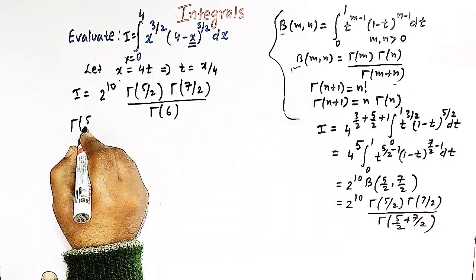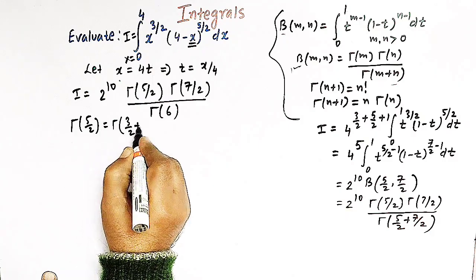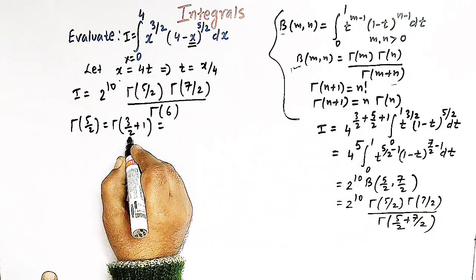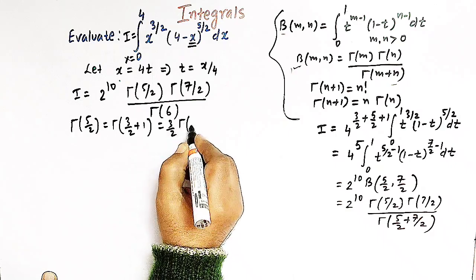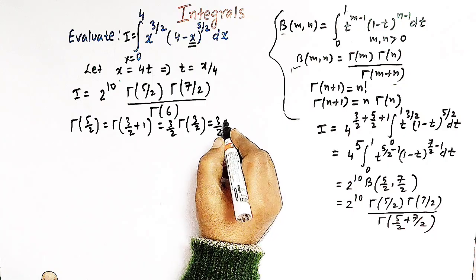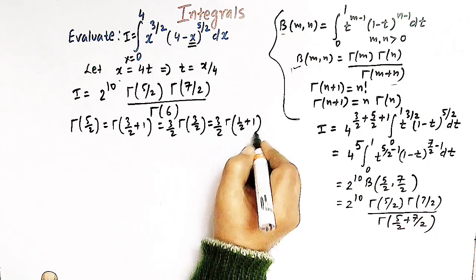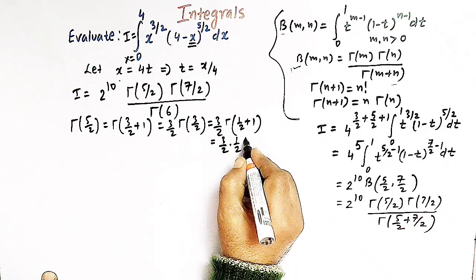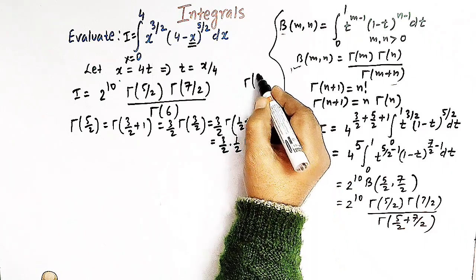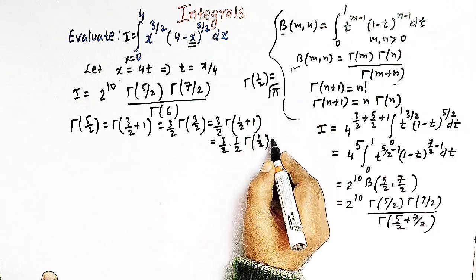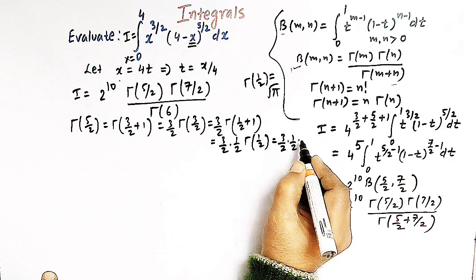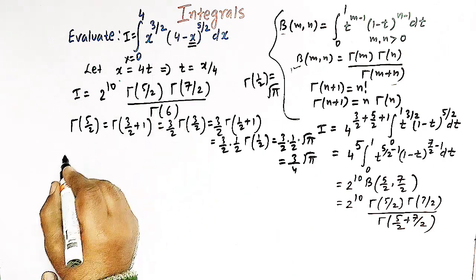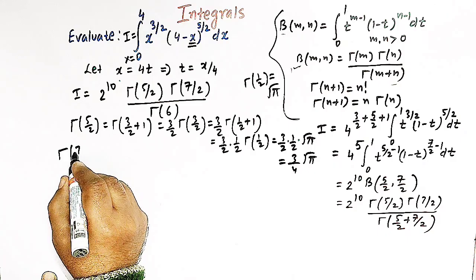So gamma 5 by 2 can be written as gamma of 3 by 2 plus 1. So here we have gamma n plus 1, which can be written as n times gamma n. So n is 3 by 2. So we can write 3 by 2 gamma 3 by 2. Then we can further split 3 by 2 as a half plus 1. So again applying this result to gamma half plus 1, we have 3 by 2 times half, then we have gamma half, and gamma half is equal to square root of pi. So we have 3 by 2 times half times root pi, that is 3 over 4 times square root of pi.